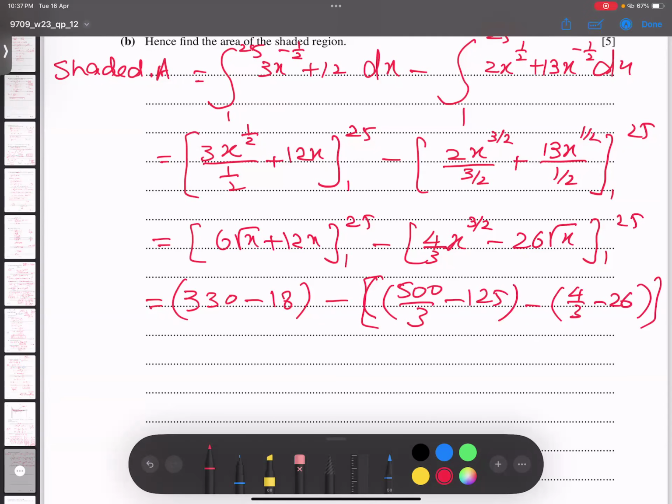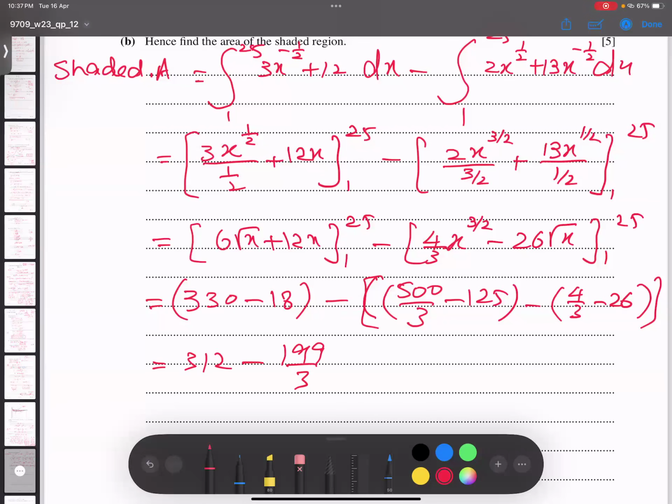So students, now I'm going to type it all together. Wait, let me check. Okay, 312 is coming from here, and this I check. This one 125. 500 divided by 3 minus 125 and minus 4/3 plus 26 is coming 199/3. So 325 and subtract. Okay, let me check where some error is.